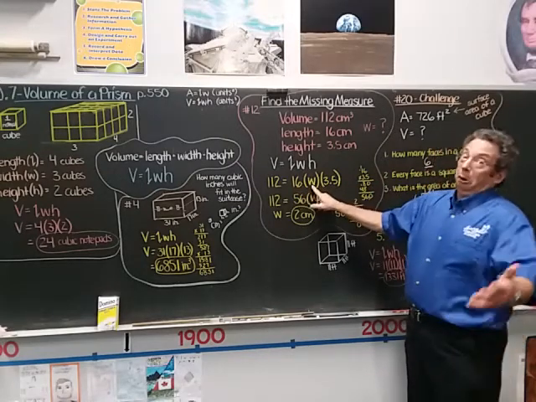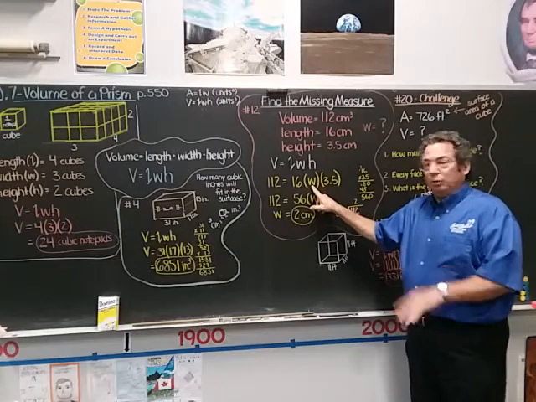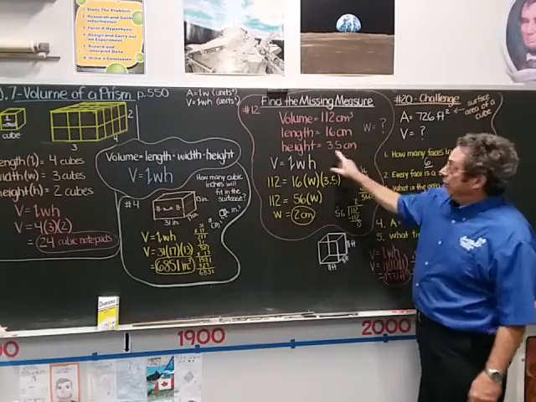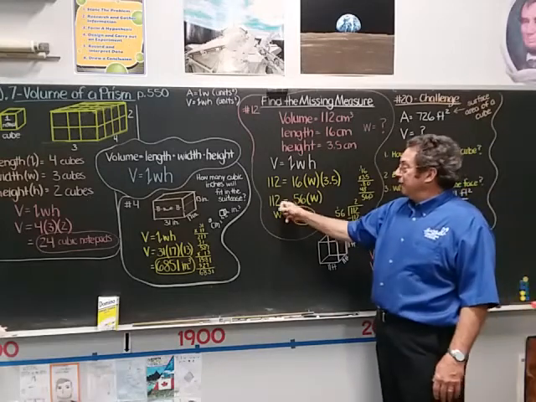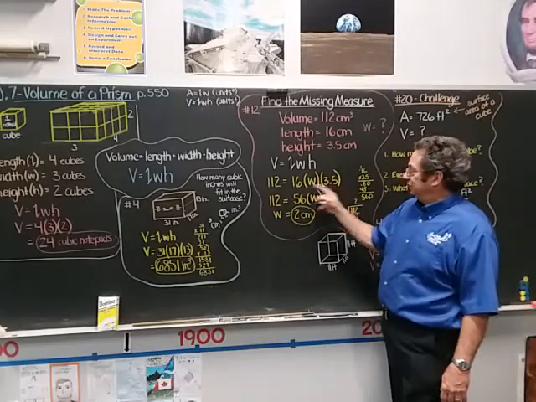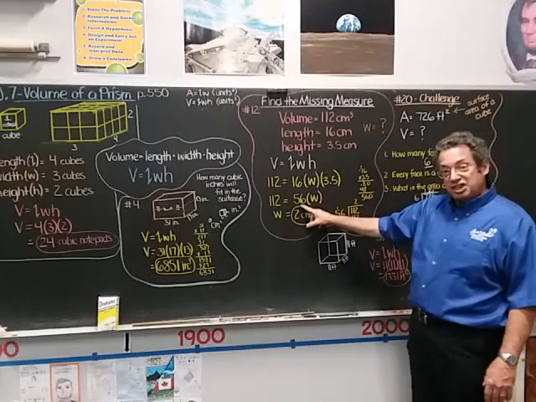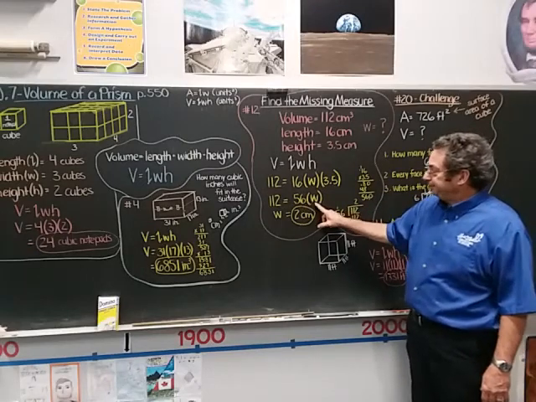What is the width? Well, we don't know. Okay, so I put the variable W. What is the height? Well, I tell you 3.5 centimeters. All right, so I'm going to work this out. 112 equals 16 times 3.5, which is 56, times W.